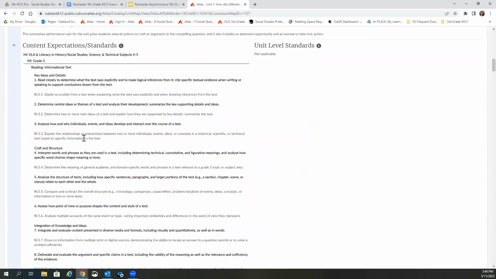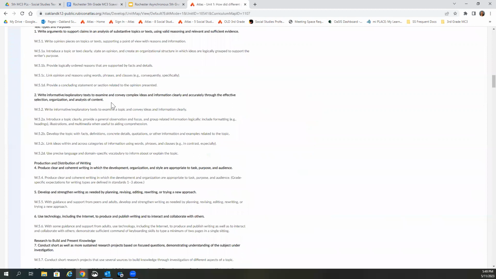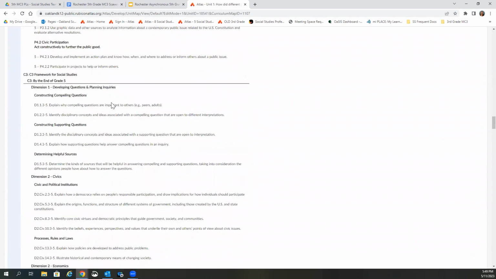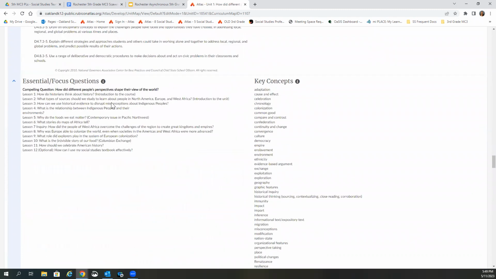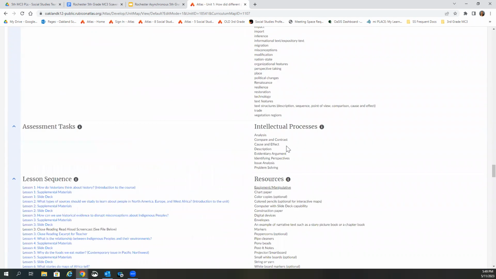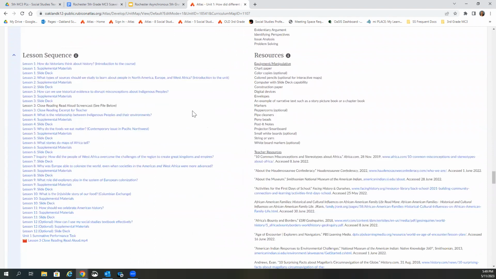As I mentioned, these are all aligned to the 2019 Michigan Social Studies standards. They're also aligned to the Common Core standards, and they're aligned to the C3 framework indicators. So when it looks like there's a lot of standards, it's because we've aligned each lesson and each unit to all of them. So you can scroll past these, or you can take a look at them. When you get below that, you'll notice the focus questions. These are the lesson questions for the whole unit. You'll see key concepts, intellectual processes, and on the left side, and this is probably what you're most interested in getting to, is the lesson sequence.